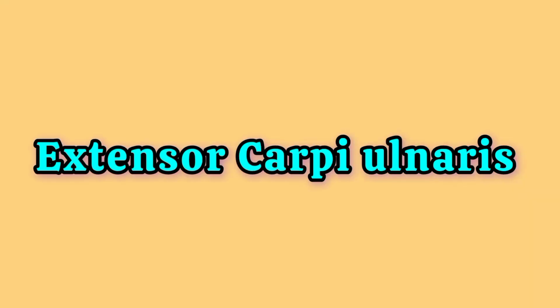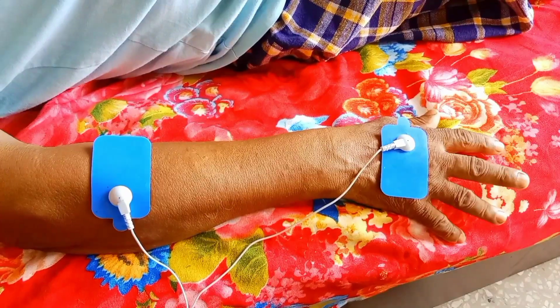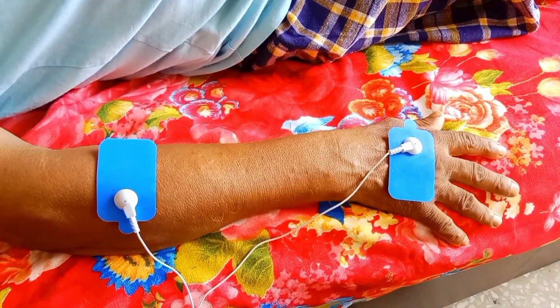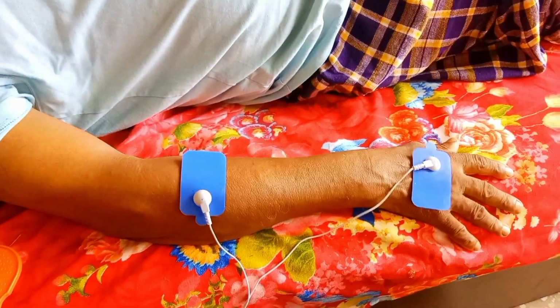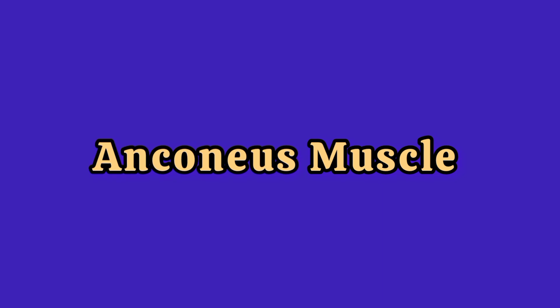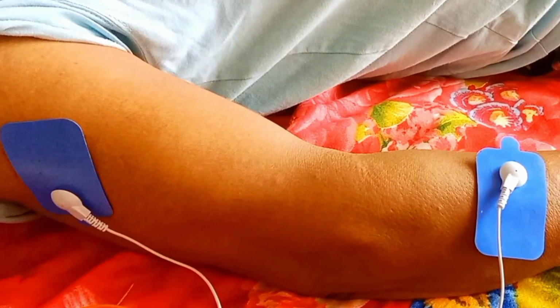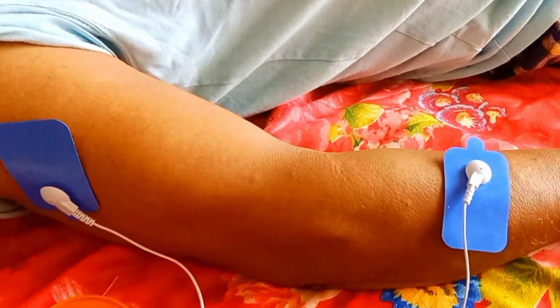Extensor carpi ulnaris, located on the ulnar side of the forearm. It extends and abducts the wrist. Anconeus muscle, a smaller muscle that assists in elbow extension.